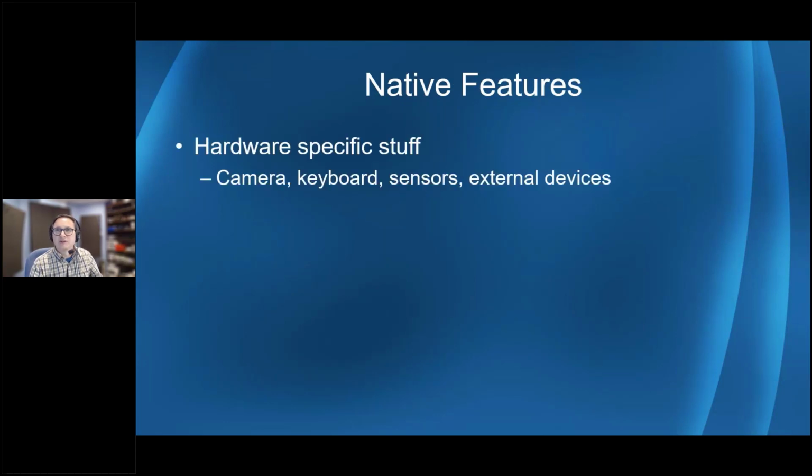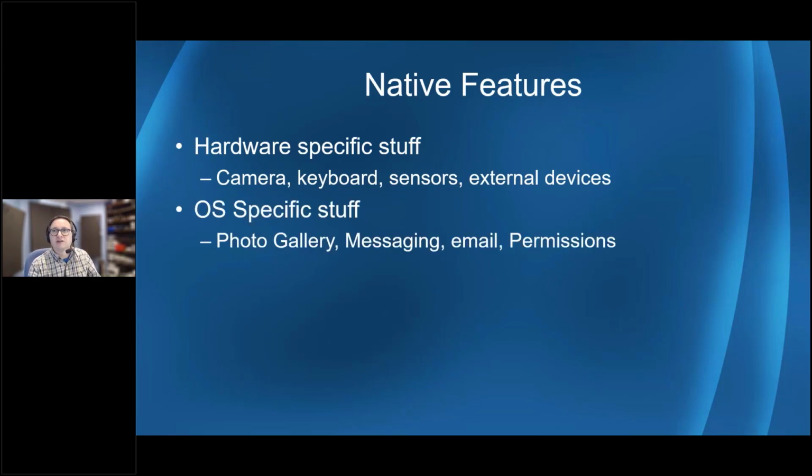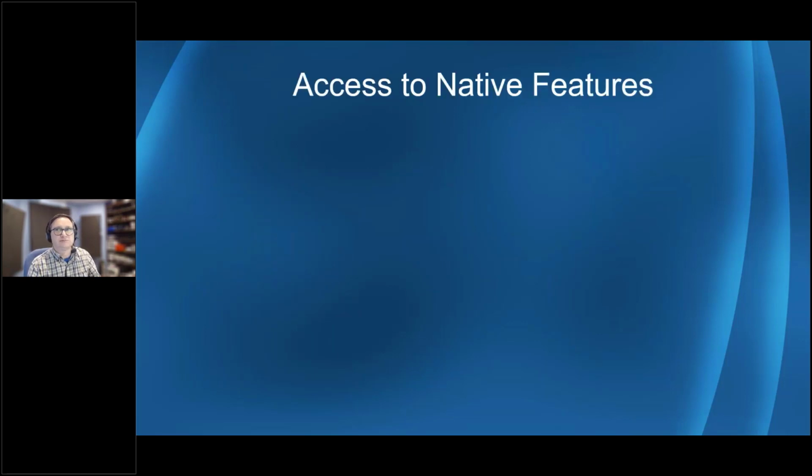Native features. Well, what are native features? Hardware-specific stuff like the camera, keyboard, sensors, external devices. OS-specific stuff like a photo gallery, messaging, email, permissions. And device metrics like, are you a phone? Are you a tablet? How big are you? These are native features in terms of what we'll be talking about tonight.